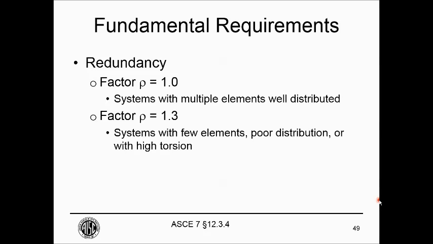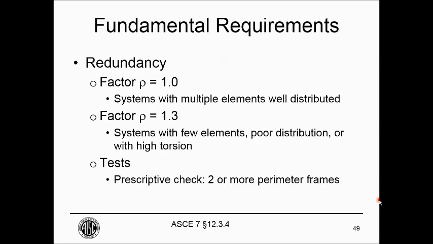If we don't have those well distributed elements, we end up with a rho factor of 1.3, and we get our reliability through that overstrength. So if we have few elements, poor distribution, or high torsion, we're going to design with a rho of 1.3.